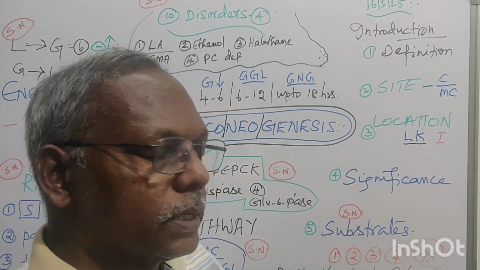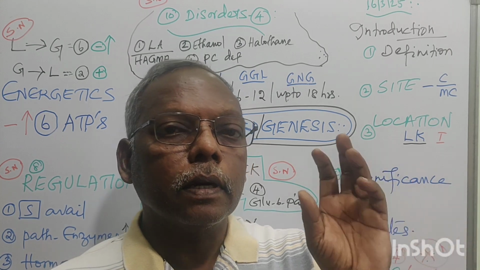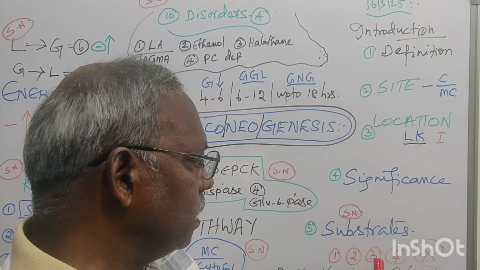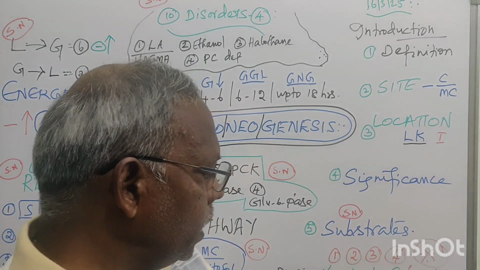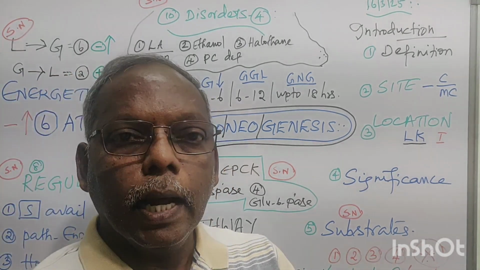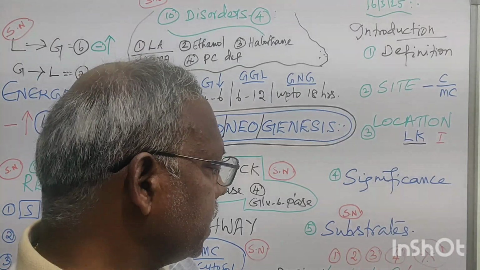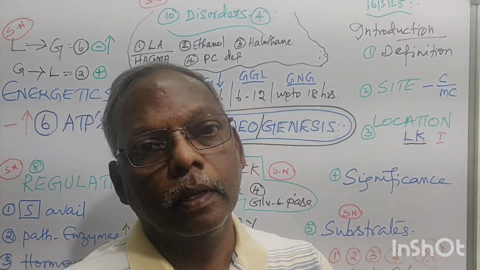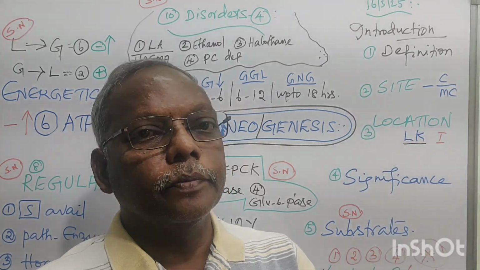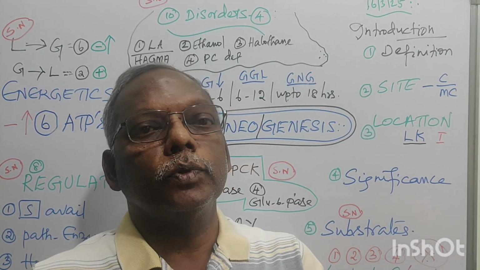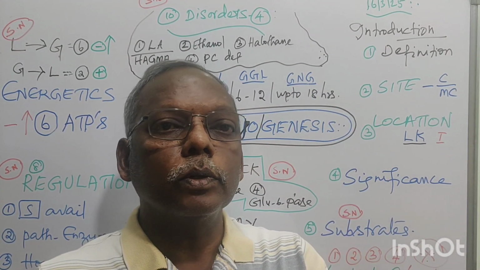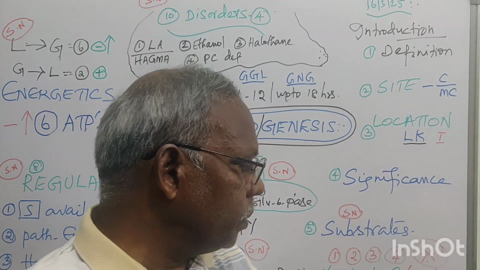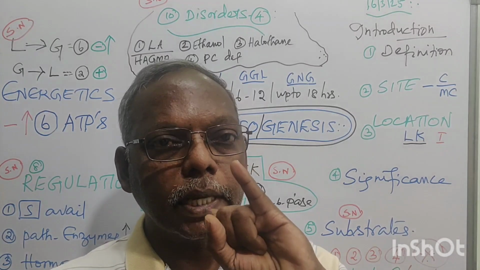Okay. Next, in the definition we said non-carbohydrate substances. What are they? Propionyl-CoA, alanine, that is the amino acid alanine, third is lactate, and fourth one is glycerol. In another video, I will explain all four substrates, how finally they give glucose and maintain the blood glucose level. But we should know the four substrate names.